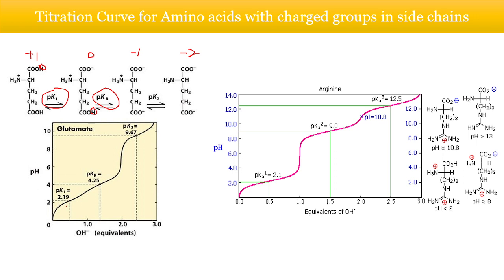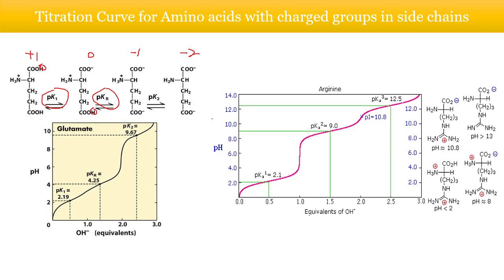So for this case, the PI would be 2.19 plus 4.25 divided by 2, which comes to about 3.2.